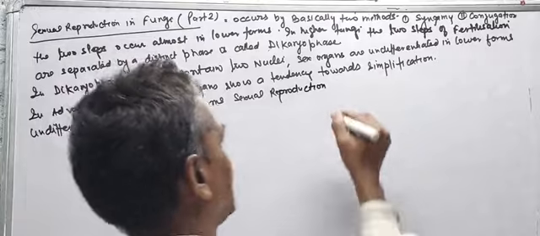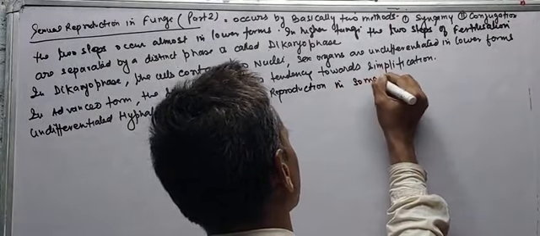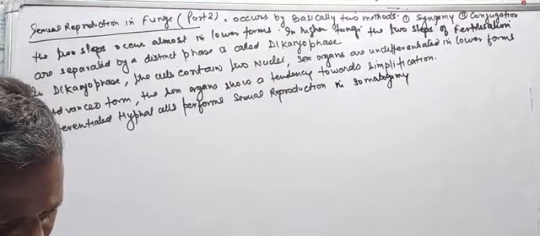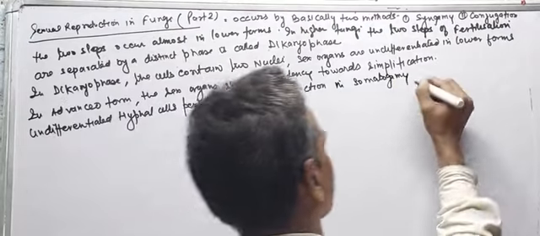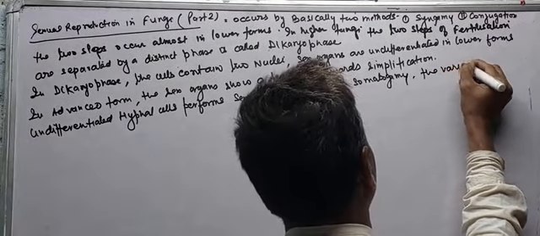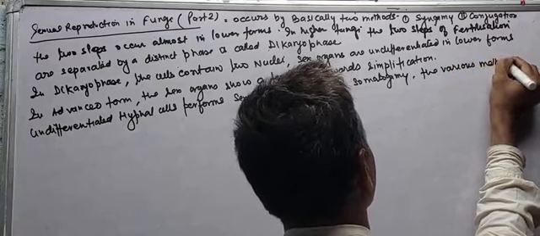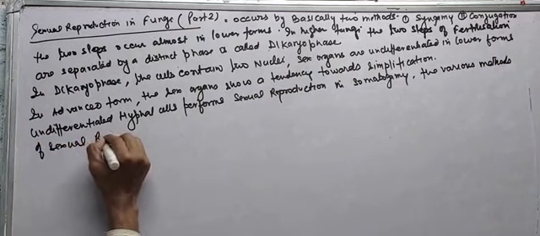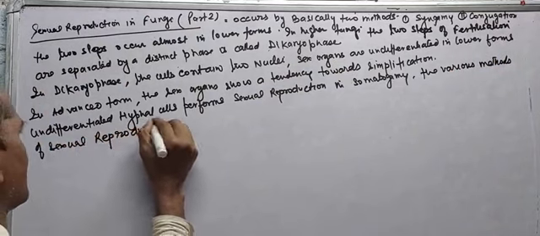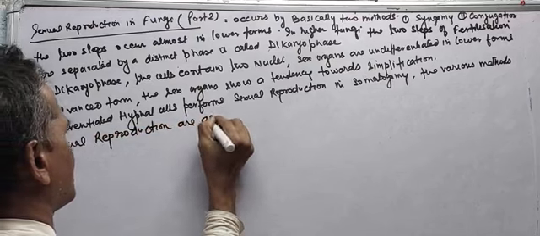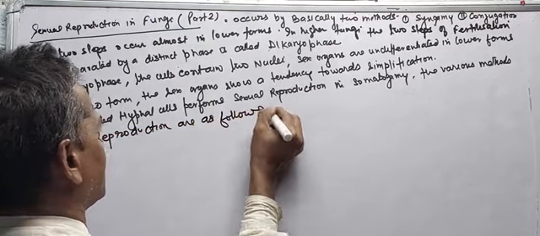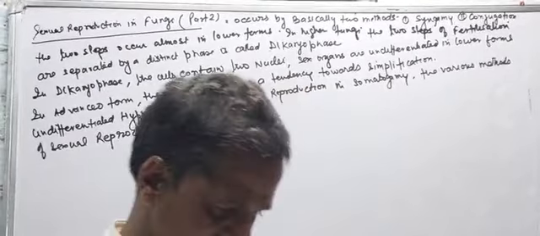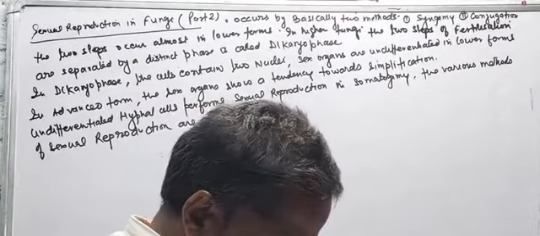In somatogamy. The various methods of sexual reproduction are as follows. Number first, planogametic copulation.